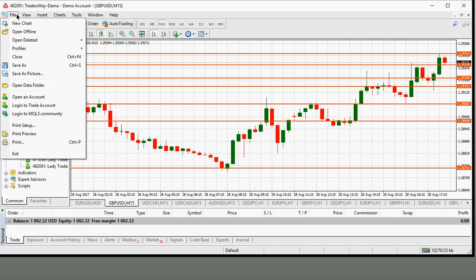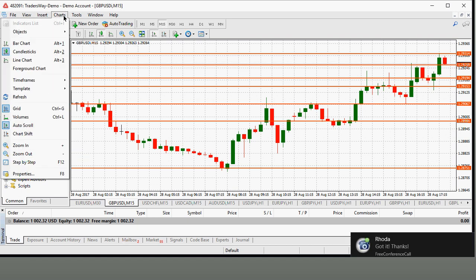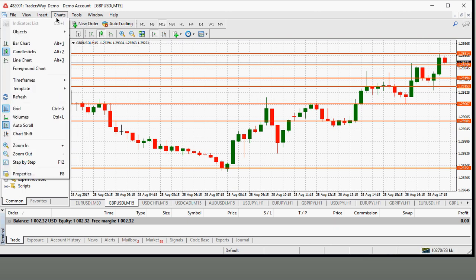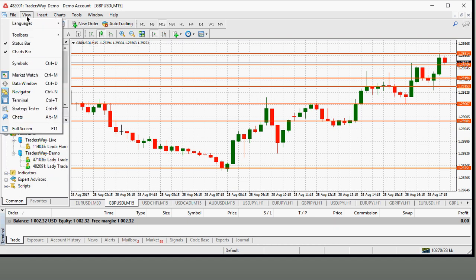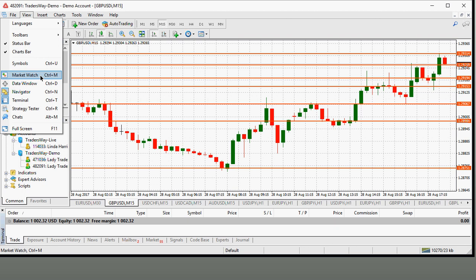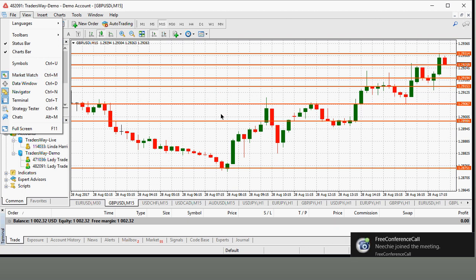When you go through your File, your View, your Insert, all of these tabs are at the top of your MetaTrader 4 platform. It has everything as it relates to your platform. So if you click on View and you scroll down, you see your Market Watch, your Data Window, your Navigator, your Terminal. The ones that are highlighted are the ones that are currently showing. If it's not highlighted and you click on it, then that will make it appear or disappear.